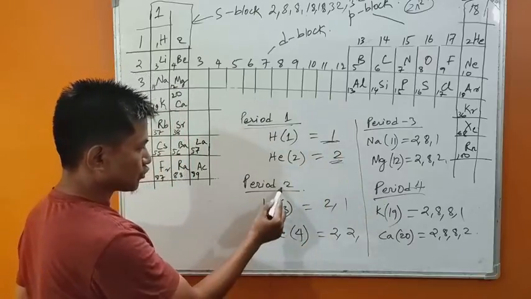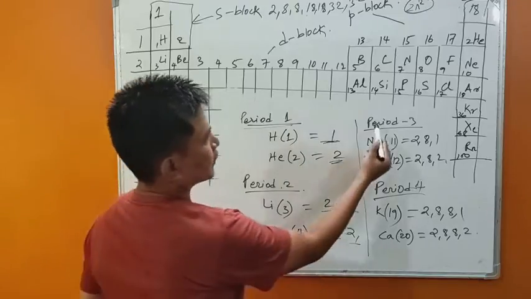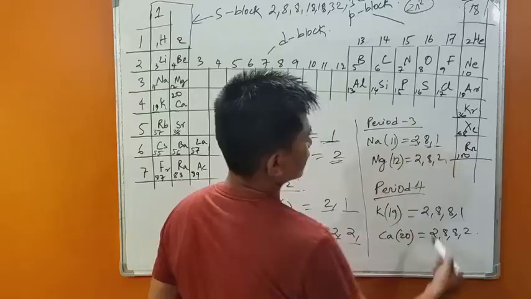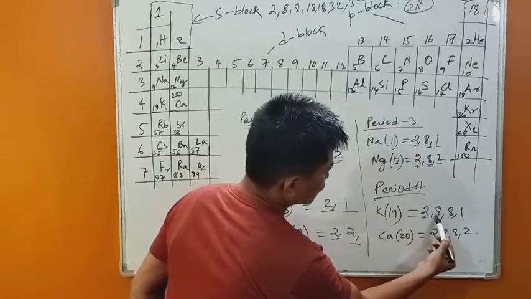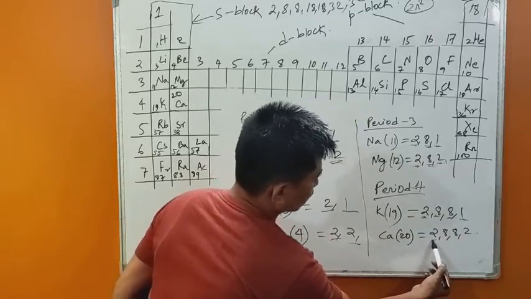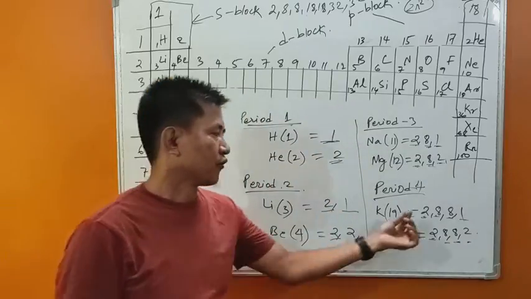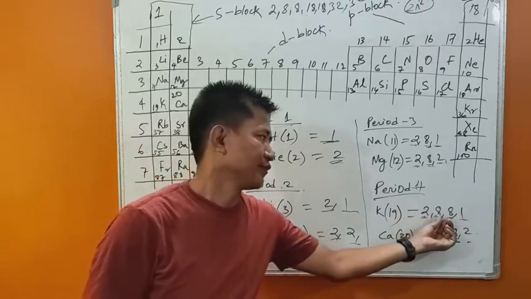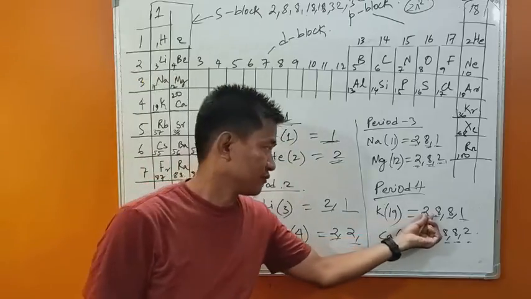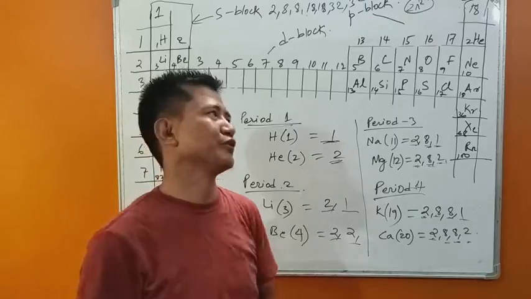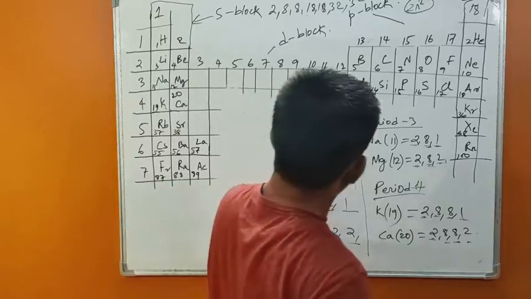So first period only one shell, isn't it? One shell. Period 2 means one shell, two shells. Period 3 means 1, 2 and 3 shells. Period 4 means 1, 2, 3, 4 shells. Similarly, if you go to period 5, 6, 7, the number of electrons distributed will be in the similar ways, okay? Number of period will determine the number of shells in which the electrons are distributed, okay? I hope you got this. Now, let us check one question, okay?